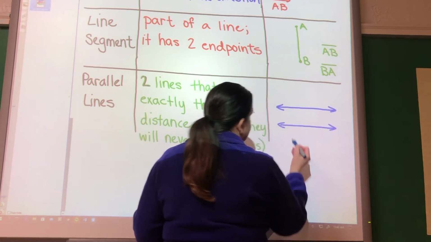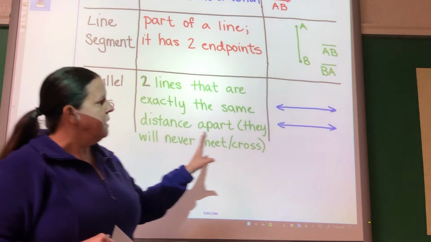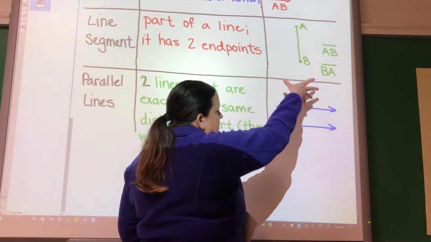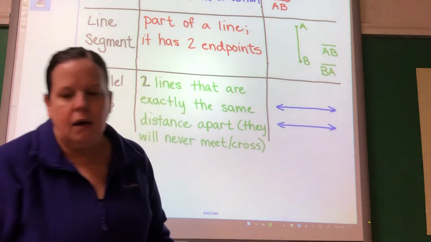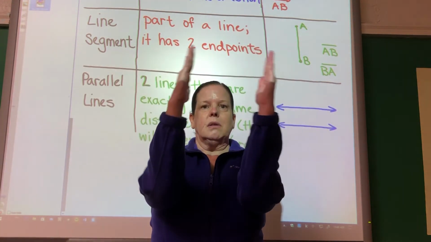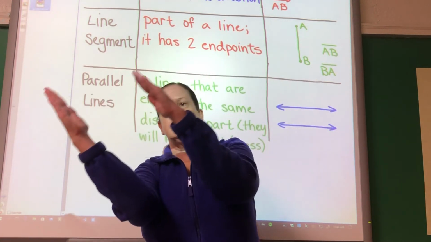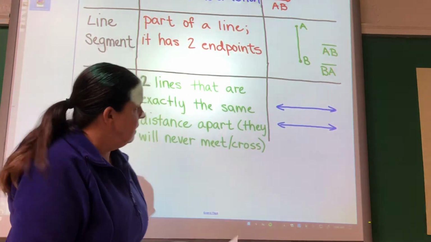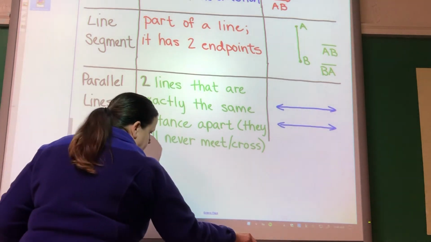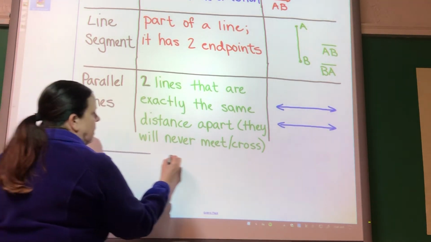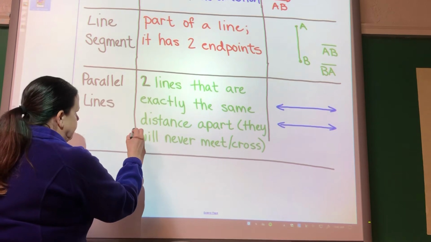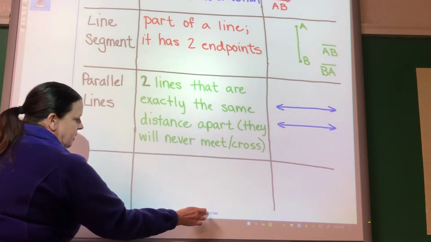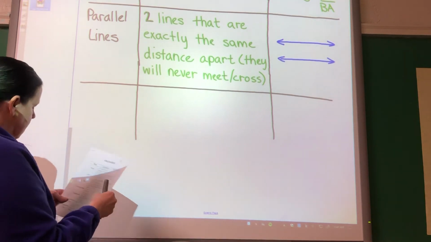And they are lines, so we're going to keep those arrows. So again, these lines could go this way, they could go up and down, they could go diagonal, so they could go any direction. They just always have to stay the same width apart, the same distance apart. Okay, so those are parallel lines. Okay, we're getting closer. We just got a couple more to go through.